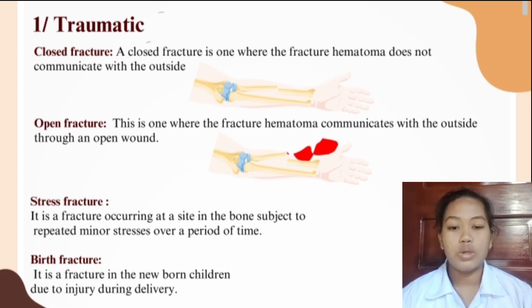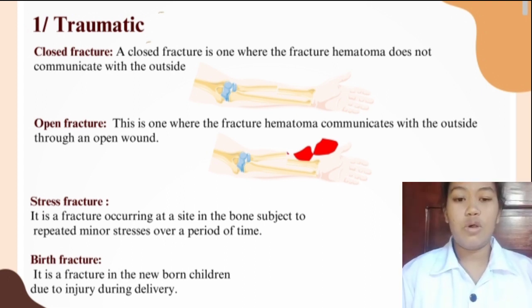Closed fracture, also known as simple fracture. A closed fracture is one where the fracture hematoma does not communicate with the outside. The bone is broken but the skin is still intact or not damaged. The second one is open fracture, also known as compound fracture. This is one where the fracture hematoma communicates with the outside through an open wound. It is a fracture in which there is an open wound or break in the skin near the site of the broken bone. Open fracture is more serious than closed fracture because once the skin is broken, infection in both the wound and the bone can happen.